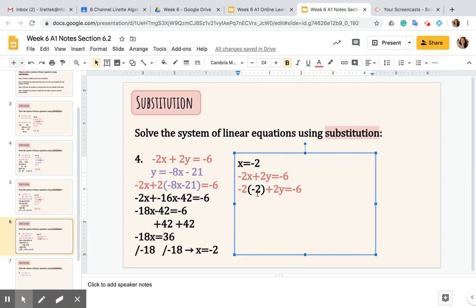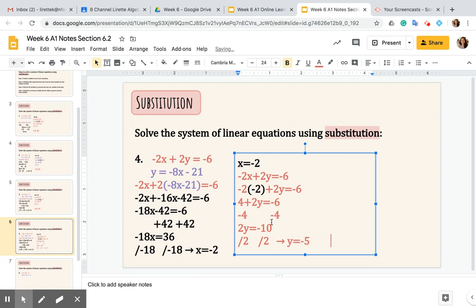All you'll do after substituting is wherever you see some multiplication, take care of that first. So negative 2 times 2 gives me 4. The plus 2y equals negative 6, so just come down for the ride. And then you just solve the two-step. I'm going to subtract the 4 first. Subtract the 4. I get 2y equals negative 10. Divide both sides by 2. Divide by 2. And I get y equals negative 5.